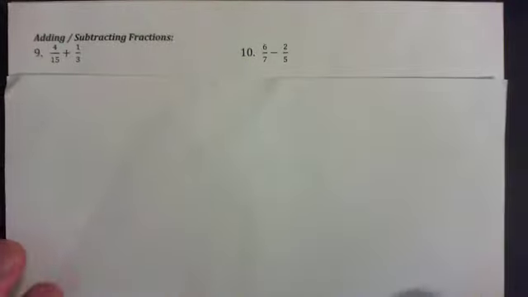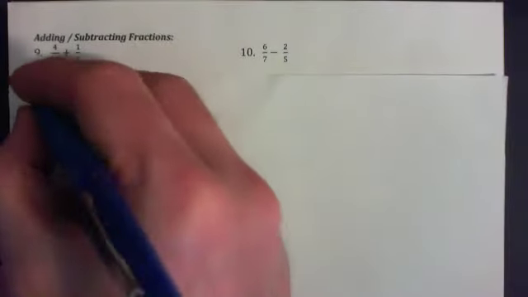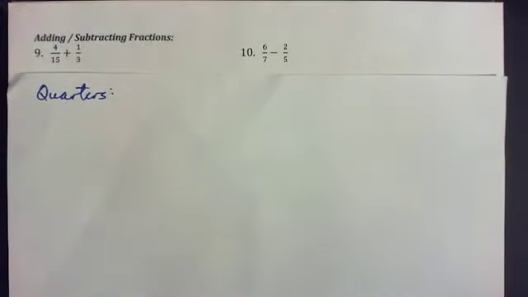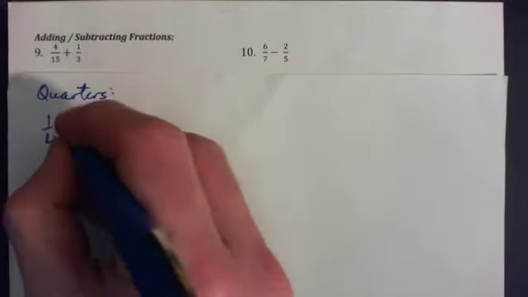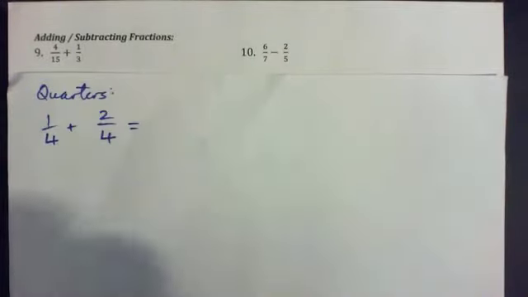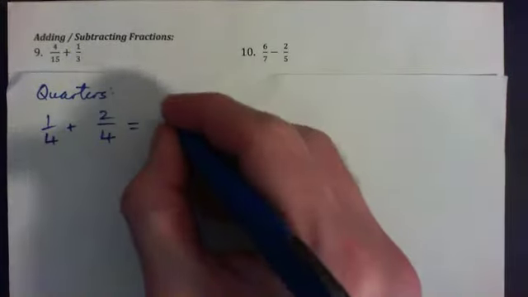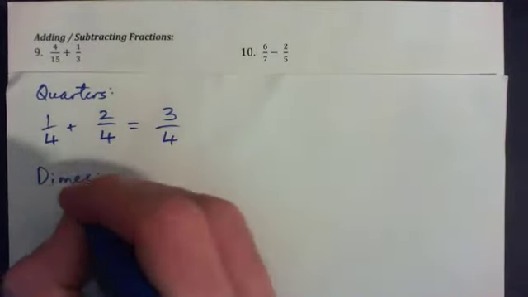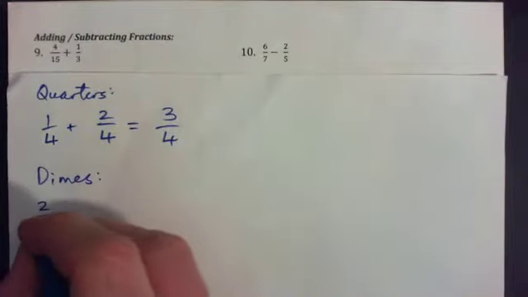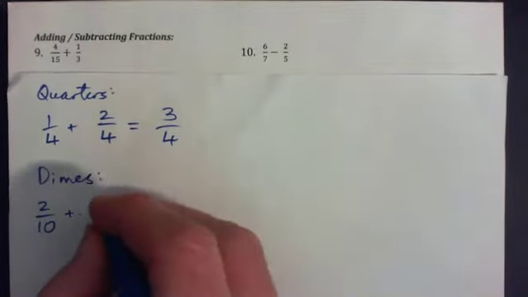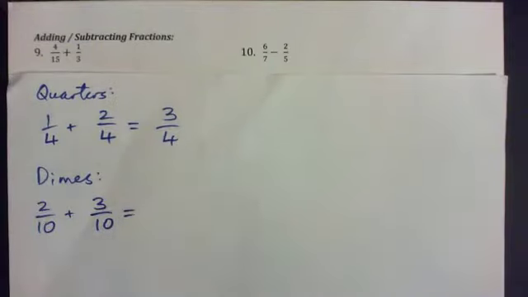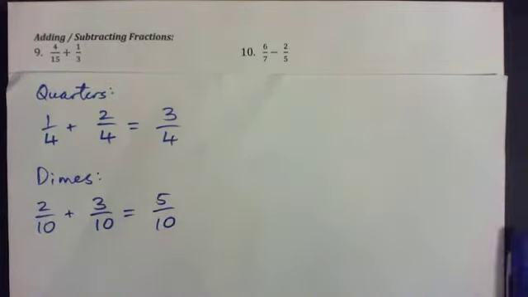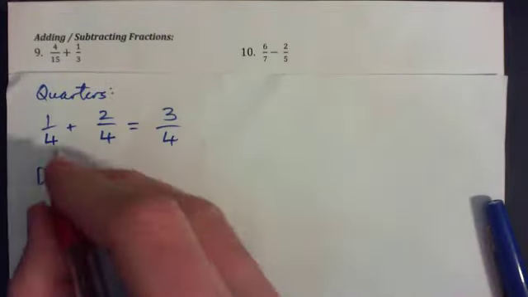So just to quickly remind you about this, if you just think about quarters, a quarter of a pizza, or in money terms, what's 1 quarter plus 2 quarters? That would be 3 quarters, right? Or if you think about money again, think about dimes. What is 2 dimes plus 3 dimes? 2 dimes and 3 dimes makes how many dimes? 5 dimes, right?